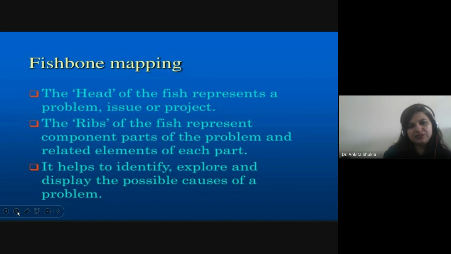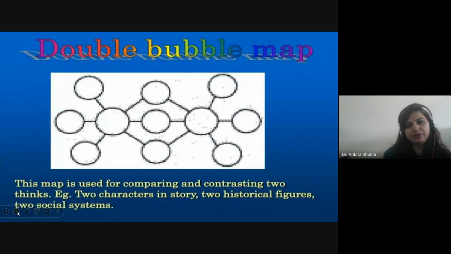Double bubble map. This map is used for comparing and contrasting two things. It's like two characters in a story, two historical figures, two social systems. If you see this diagram, you can see that circle map. Circle map is used for seeing context and brainstorming.